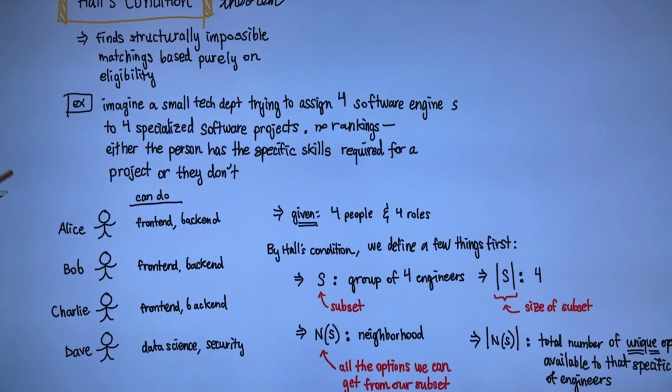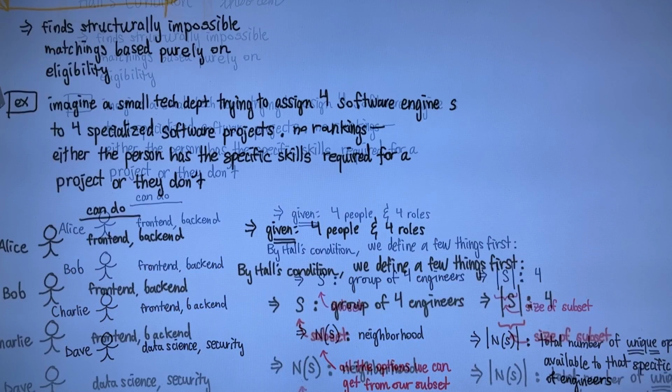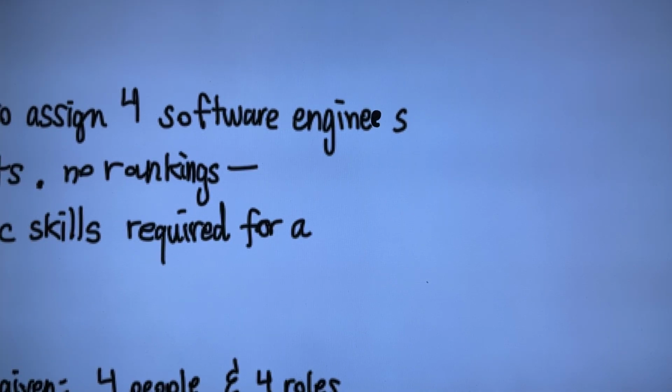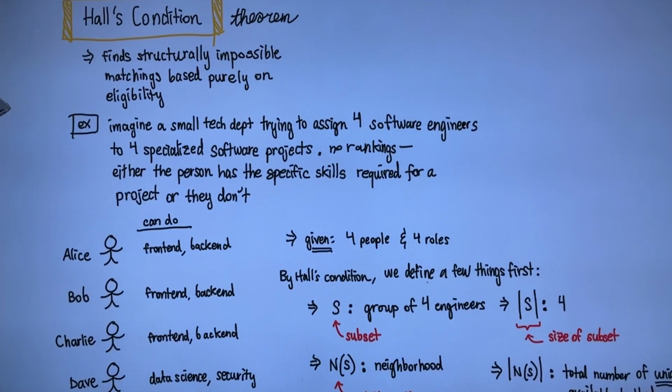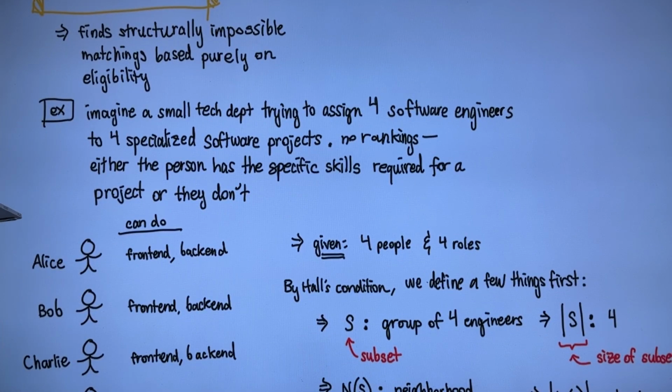So imagine you have a small tech department that's just trying to assign, well, that didn't copy over, right, hold on. That is not engineers. Okay. Imagine a small tech department trying to assign 4 software engineers to 4 specialized software projects. There's no rankings. Either the person has the specific skills required for a project or they don't.